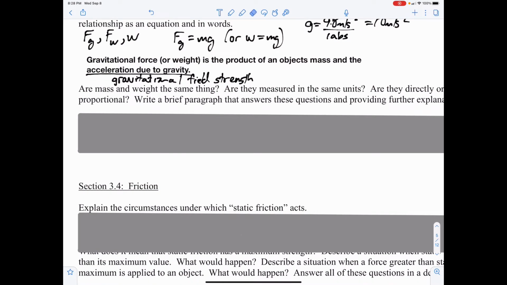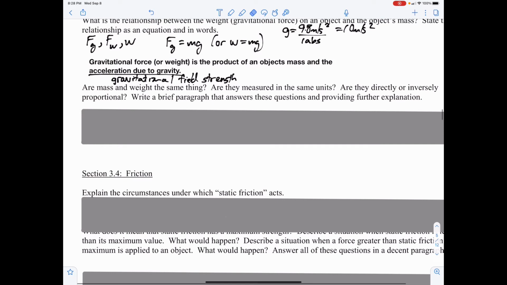Are mass and weight the same thing? Are they measured in the same units? Are they directly or inversely proportional? Write a paragraph that explains the answers to these questions.